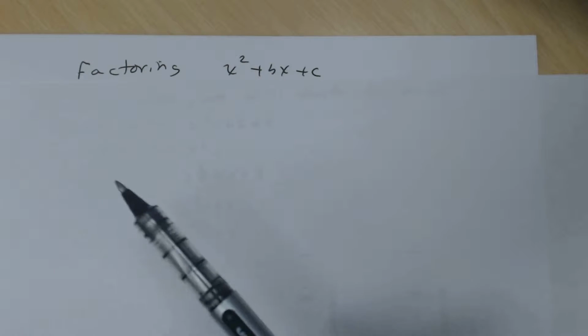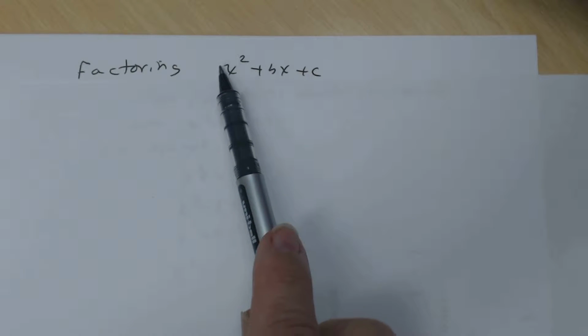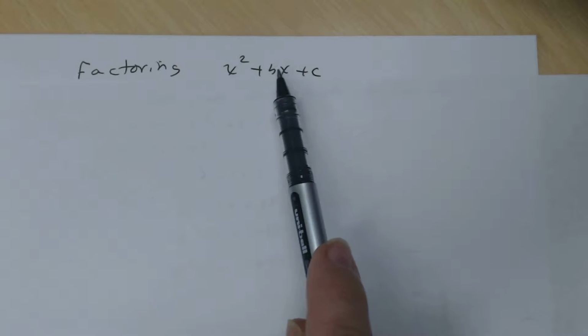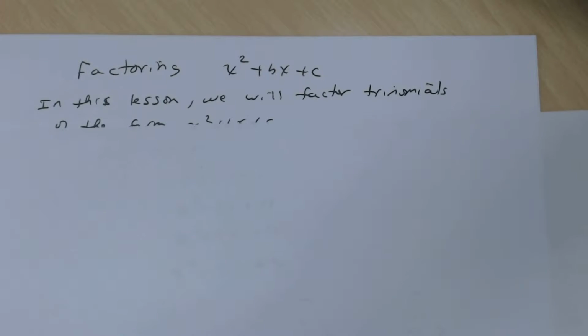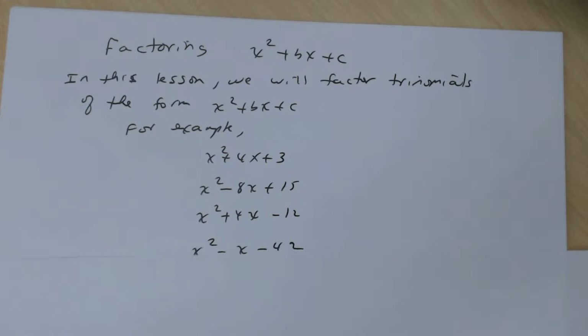As you go through the process, we're going to talk about some ideas that are going to help you in the next section. But in this section, we're only focusing on trinomials. Remember, a trinomial is a polynomial with three terms where the coefficient of x squared is 1. For example, x squared plus 4x plus 3. Notice the coefficient of x squared is 1. Another example would be where we factor x squared minus 8x plus 15, x squared plus 4x minus 12, and x squared minus x minus 42.